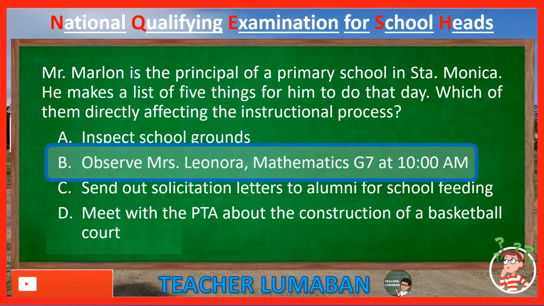Mr. Marlin is the principal of a primary school in Santa Monica. He makes a list of 5 things for him to do that day. Observing Mrs. Leonora, mathematics grade 7 at 10 a.m. directly affects the instructional process.